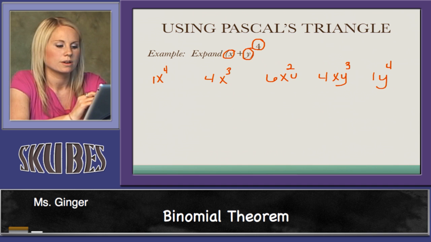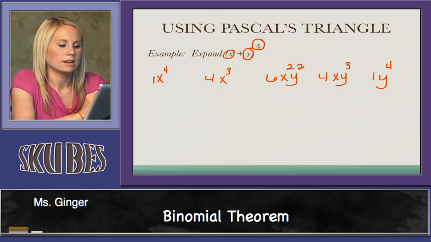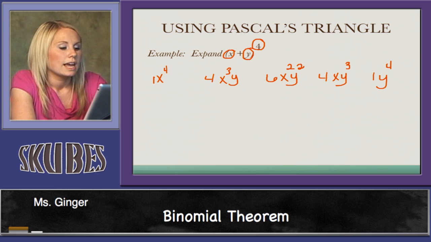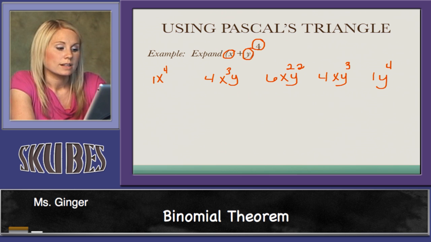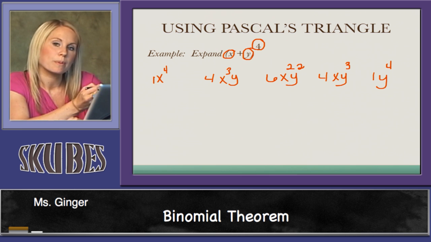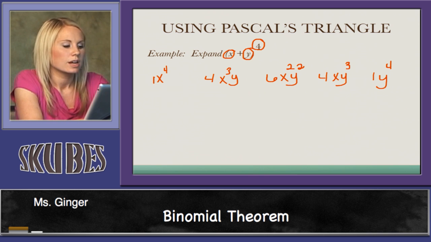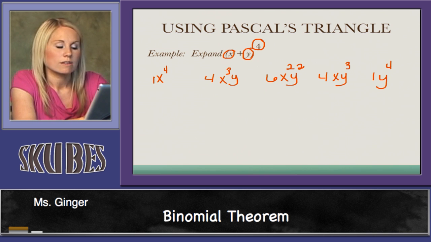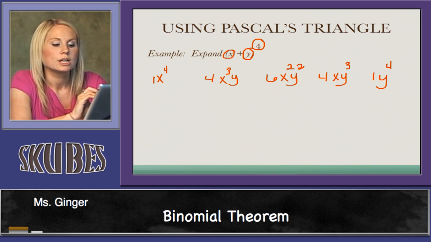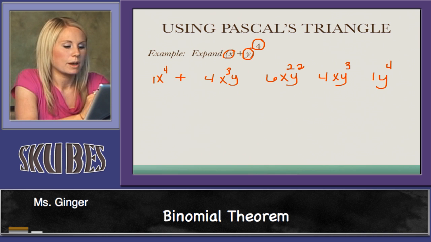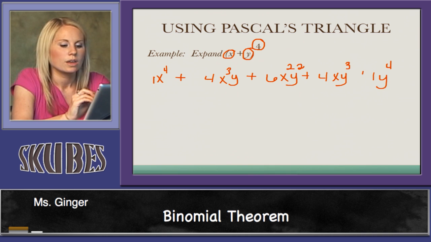Y to the third, y to the second, y to the first, and then the first term has no y's. And to make sure that you did this correctly, you want to always add up your powers and make sure that they add up to the power on the original expression. So 4, and then I've got 3 and 1, that adds to 4. 2 and 2, that adds to 4. 3 and 1, and then 4. So we are good to go. All of our powers add correctly.